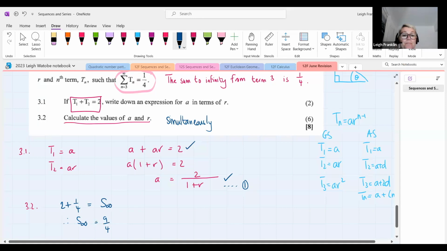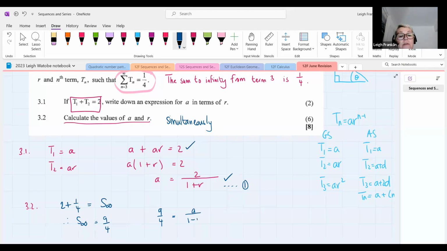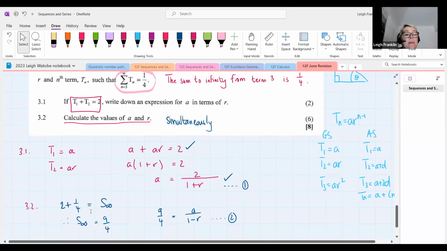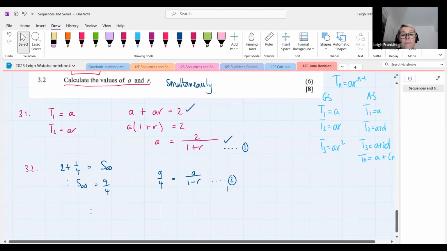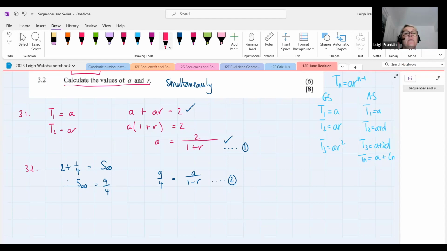Okay, so we can make another equation using sum to infinity. Sum to infinity is 9/4, and that is equal to a over 1 minus r. There is our second equation. All right, now we need to solve simultaneously for a and r. Does that make sense to everybody? Do you know where I got the 9/4 from? Are there any questions? Because I'm going to let you solve simultaneously now for a and r.